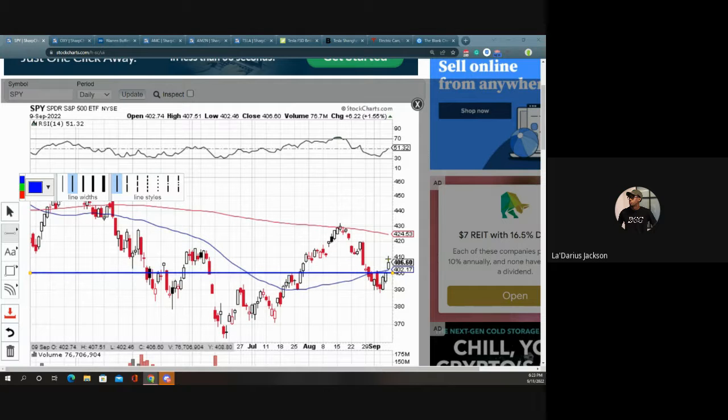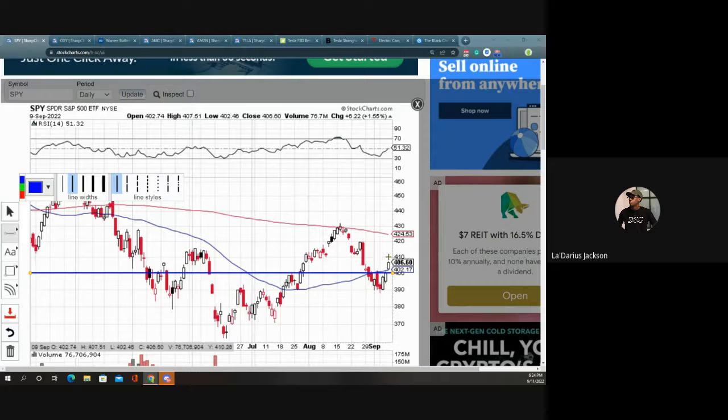So again, if it falls down from 406.60, it's going to check in around 400. It might check in at 402 because that's a 50-day moving average. But again, we still want to identify that floor. All right, so let's move on to the ceiling.